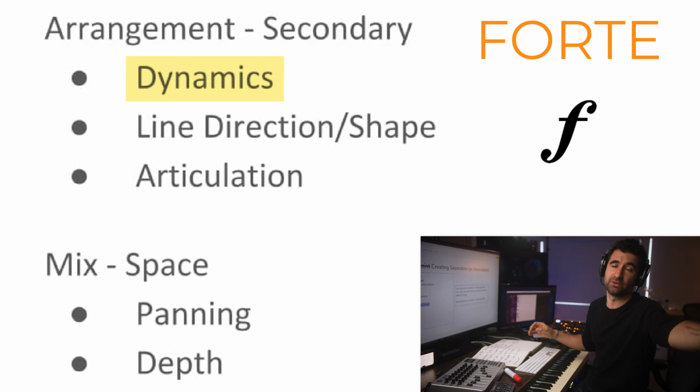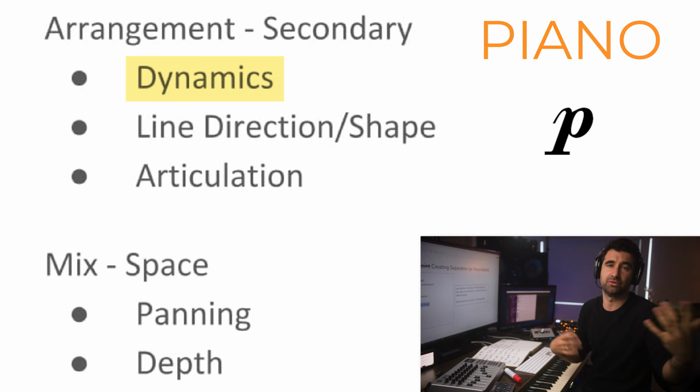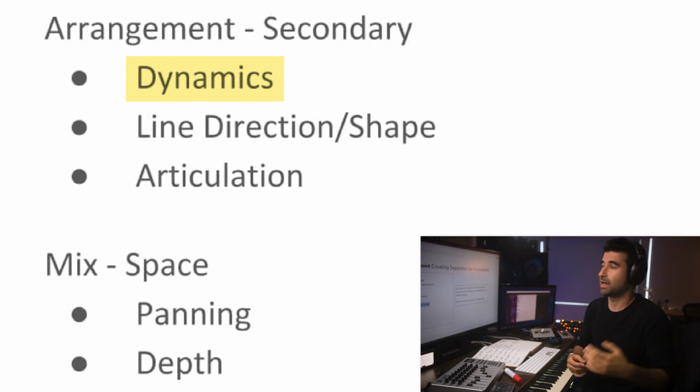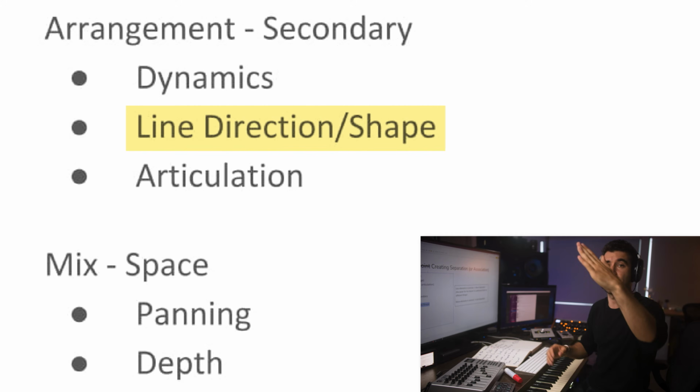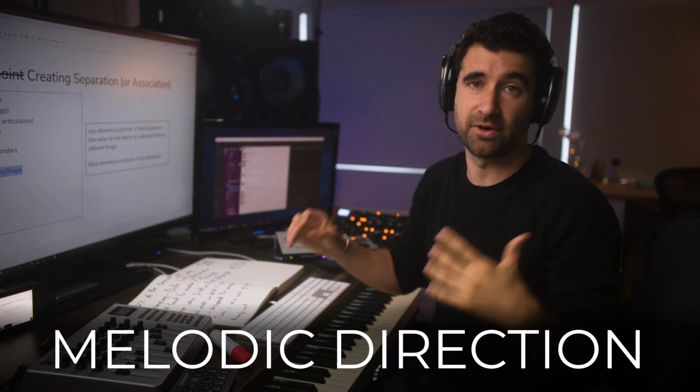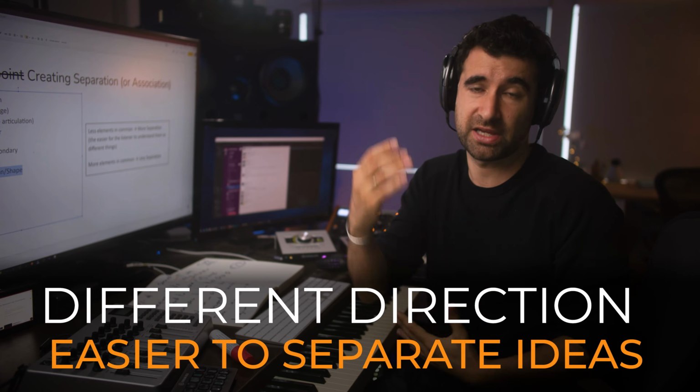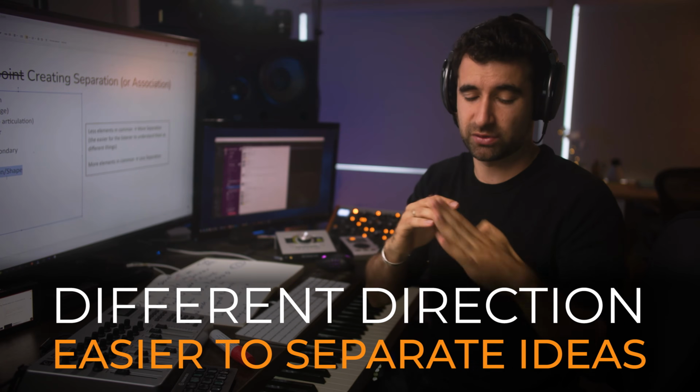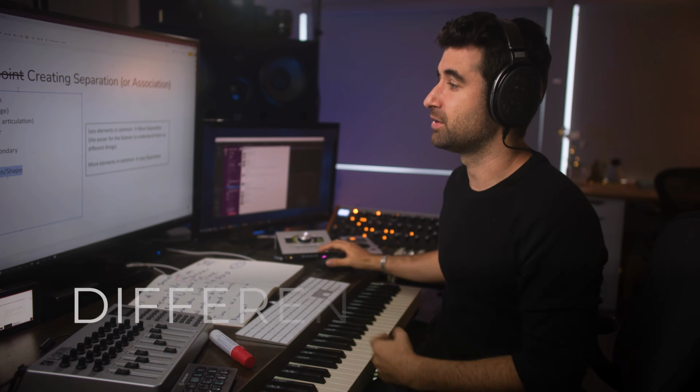Dynamics, if we've got something that's forte and something that's piano, it's gonna make it easier to understand the two different musical ideas. Line direction, if we've got something that's going up and something that's going down in terms of melodic direction, it's gonna be easier for us to see that even if it's in the same register, in the same range, in the same color, in the same type of articulation, if one goes up and the other goes down, it's gonna be easier. Then we've got articulation, which is basically this, the rhythm.